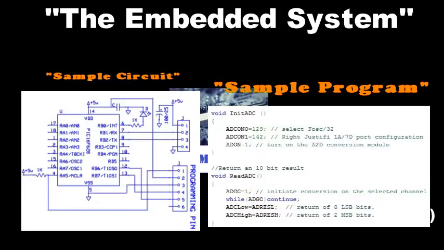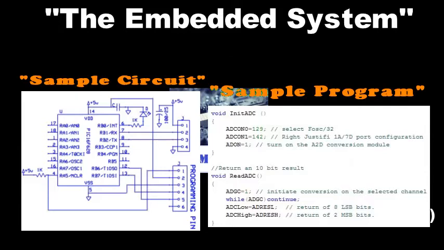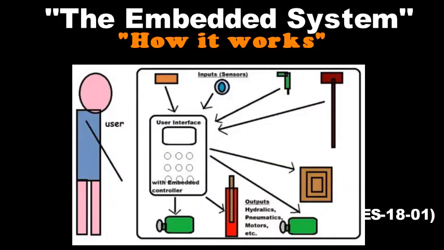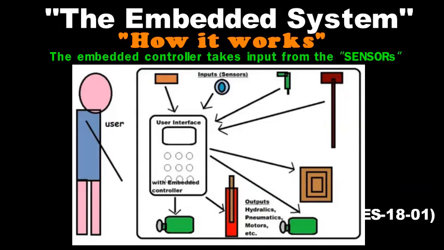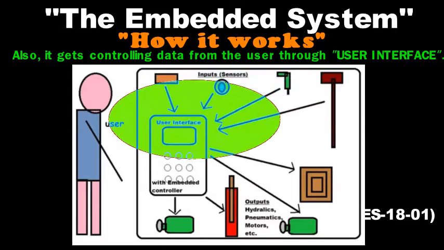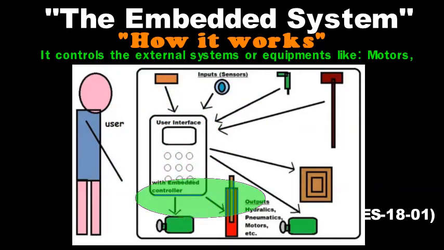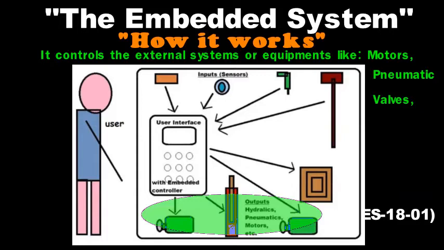The sample circuit and the sample program would look like this. How it works: look at the picture. The embedded controller takes input from the sensors. Also it gets controlling data from the user through user interface. Now it processes the data based on user criteria. It controls the external systems or equipment like motor, pneumatic valves, hydraulic system, etc.